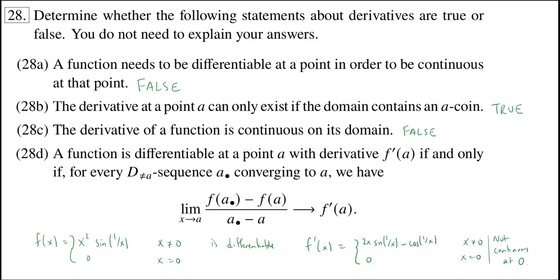Okay, finally, 28d: a function is differentiable at a point A with derivative f prime of A if and only if for every sequence a_n not equal to A converging to A, we have that the limit of this difference quotient converges to f prime of A. And this actually looks pretty legit. Yeah, this looks like, what did we call that? Yeah, the sequential characterization of differentiability, when we wrote it down using our DQ notation for difference quotient.